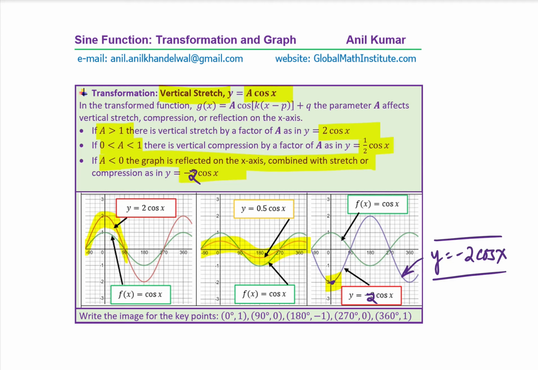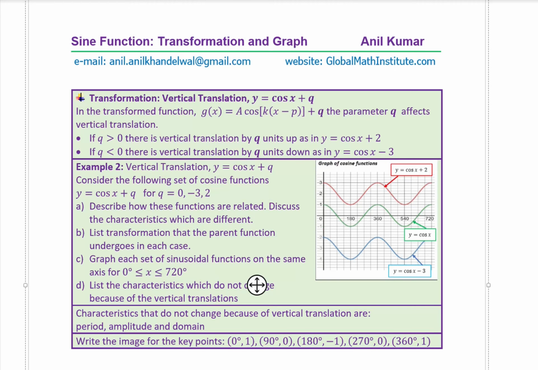Okay, clear. Now we'll talk about vertical translation. Vertical translation is because of q. If q is positive, we get a function which is translated up. If q is negative, we get a function which is translated down. So in this particular example, we have shown you 3 graphs where the value of q is 0, -3, and 2.